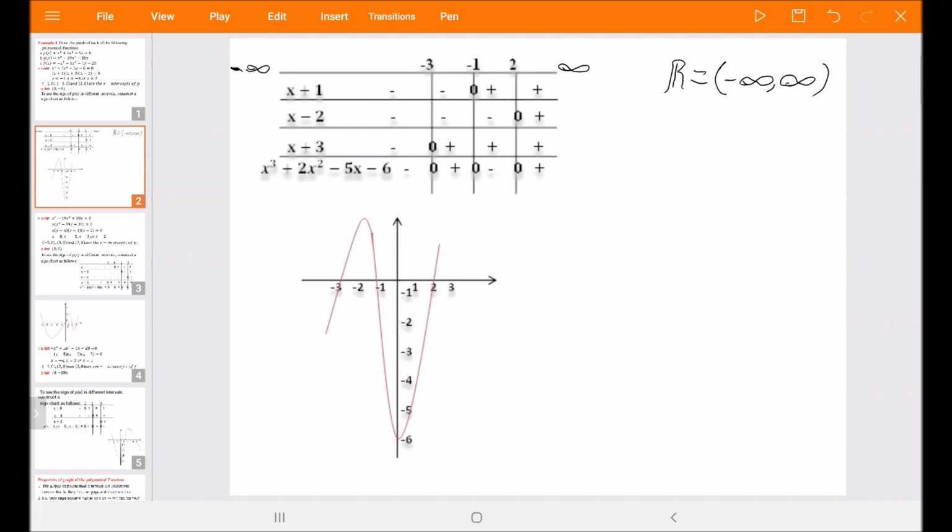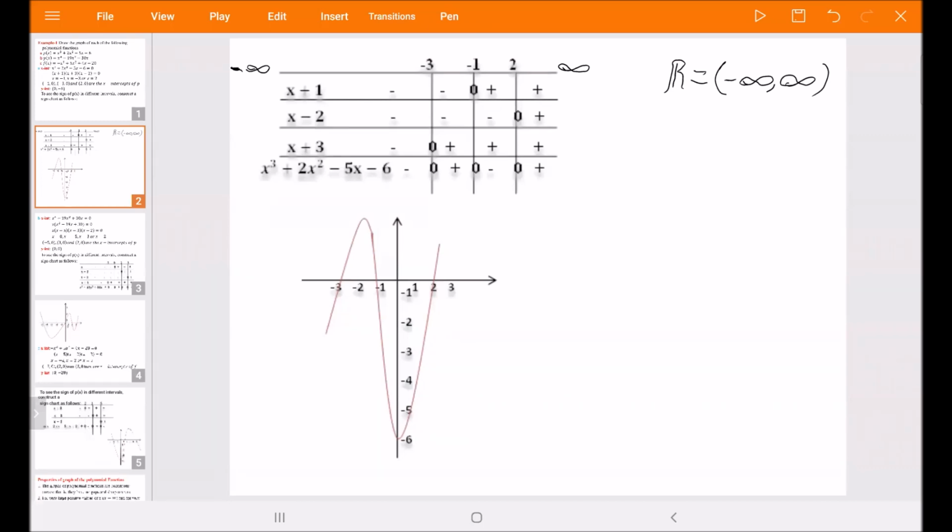If you want to write x minus 2 first, then you can write x minus 2, then x plus 1, x plus 3, or you may start from x plus 3. It doesn't bring any change on the sign of the polynomial. Rather, we have to focus on the sign of x plus 1, because x plus 1 is equal to 0 when x is equal to minus 1.